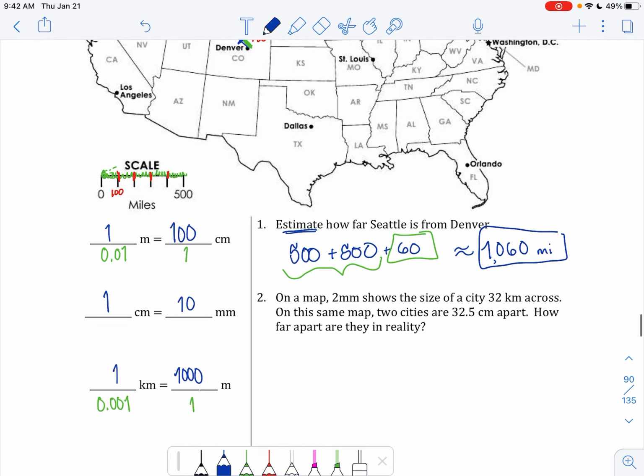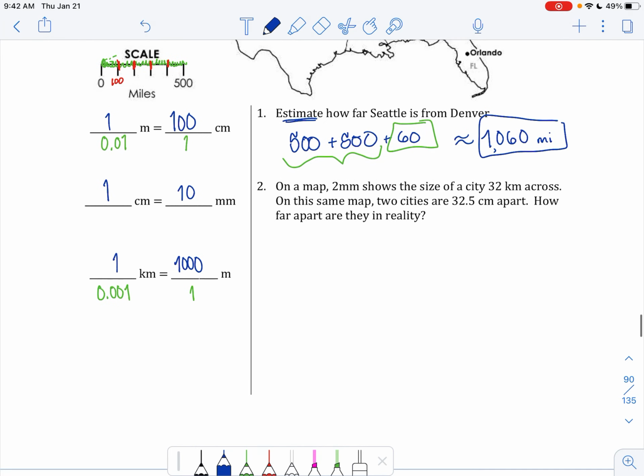1,000 for the 500 plus 500, and 60 or 50, however you would like to express it, and don't forget your unit. Now you also might not have a picture, you might just have a description of the map. So here it says, on a map, 2 millimeters shows the size of a city 32 kilometers across. On the same map, 2 cities are 32.5 centimeters apart. How far apart are they in reality? So how far apart are the cities?